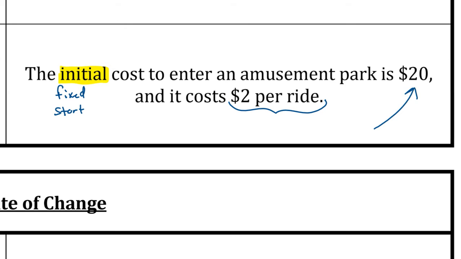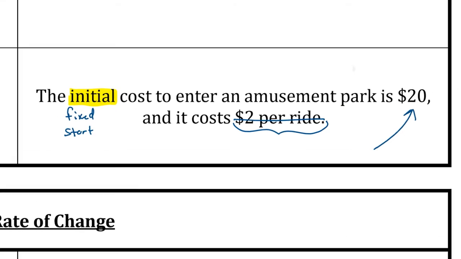So I might decide, wait a minute, this is the rate because it says per, which means it's not the initial value, which means the other number is the initial value. That might be another way that you think about it, or at least confirm for yourself that you've got the right one as the starting value or the initial value. Okay, so there you go.